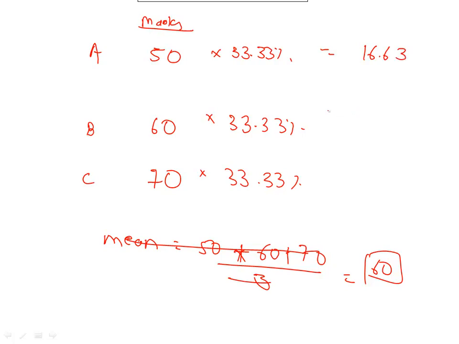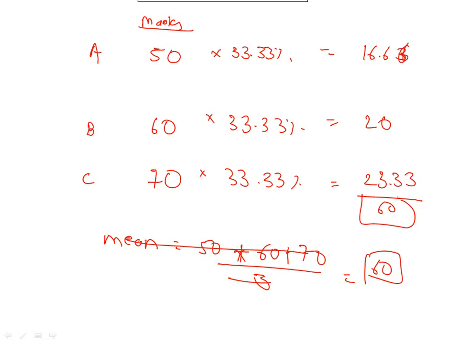How much? 16.66. Multiply 60 with 33.33% and multiply 70 with 33.33%, and then take a total of all of these, it would be 60. So what it means is that an arithmetic mean can also be a weighted average mean if the weights are exactly the same. That's what arithmetic mean really is, that you give an equal weight to all of your variables or all of your samples here.